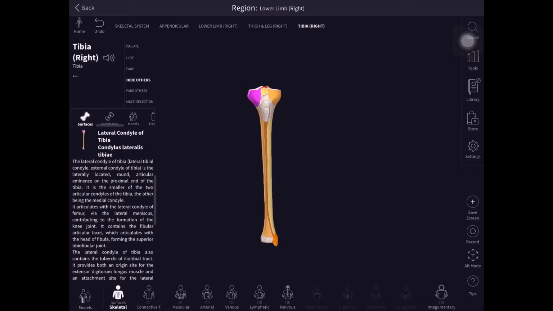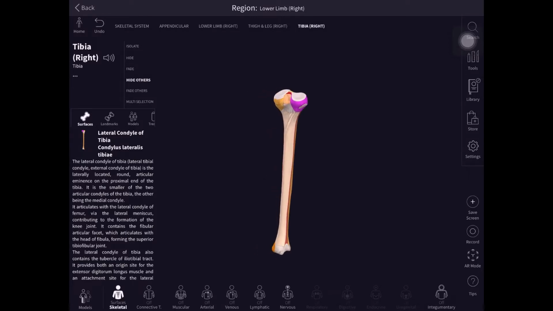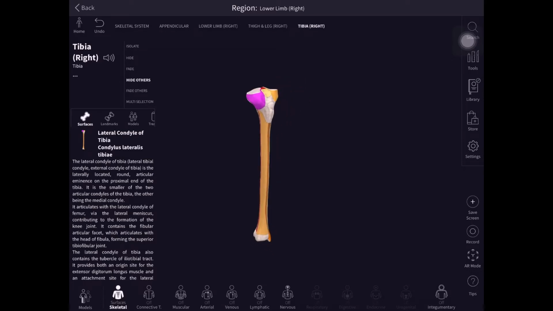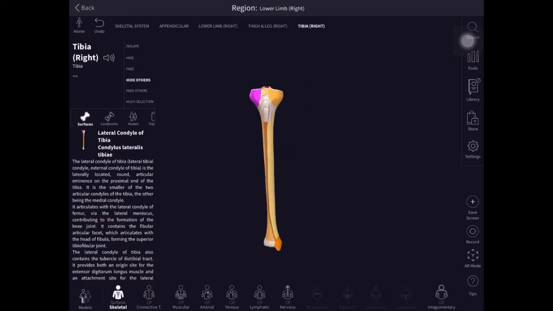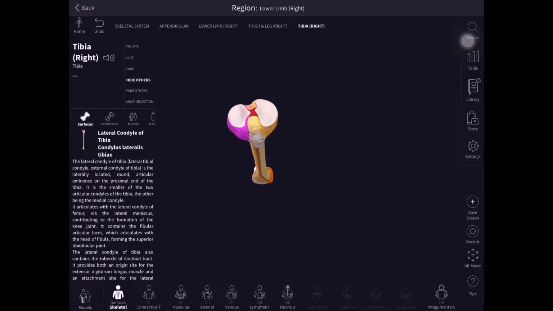On the lateral side, for the lateral condyle of the tibia, this is your anterior surface, this is the lateral surface, this is the posterior surface, and this is your superior surface. So anterior, lateral, posterior and superior. The difference is that the medial condyle has a medial surface, and the lateral condyle has a lateral surface. Now on the superior surface, if you notice, both these condyles are separated.